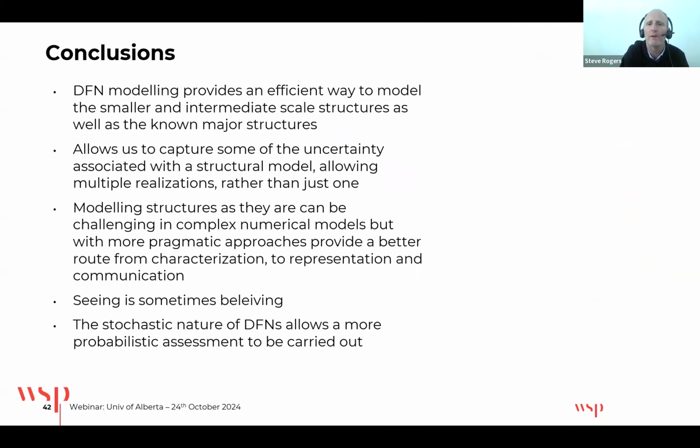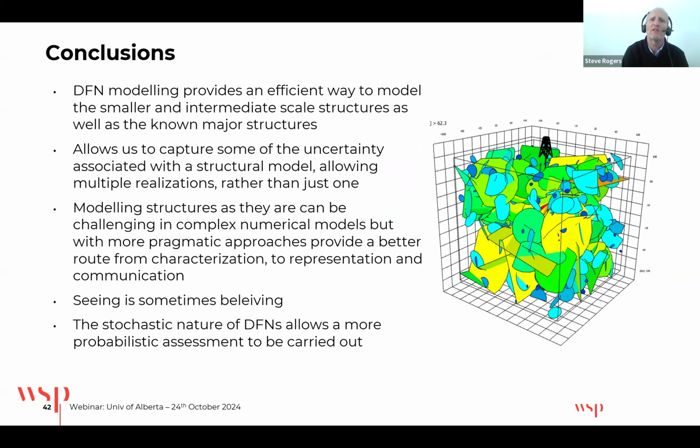So, by way of summary, I think DFN modeling provides an efficient way to model smaller, intermediate scale structure that is too numerous to do accurately. So we just do it stochastically, and it allows us to capture some of the uncertainty associated with the structural modeling, because there are multiple realizations.